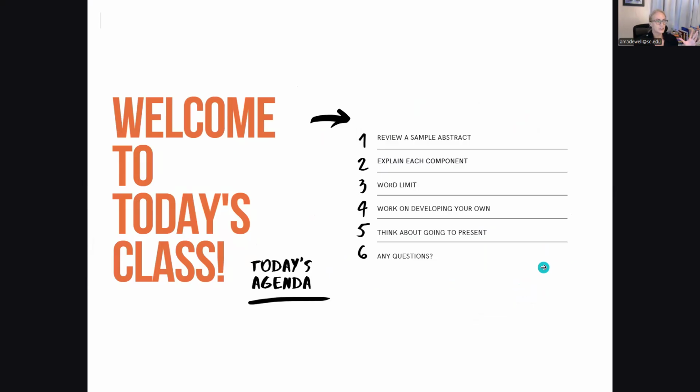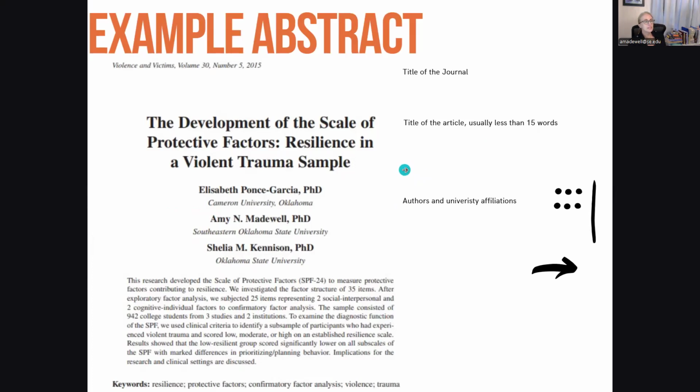And here's our agenda. I'll go over a sample abstract from one that I've written. We're going to go over what the main components are that go in an abstract, the tedious word limit. I want you to work on developing your own. Think about going to present at a conference, and then obviously email me any questions. Let's look at this example abstract.